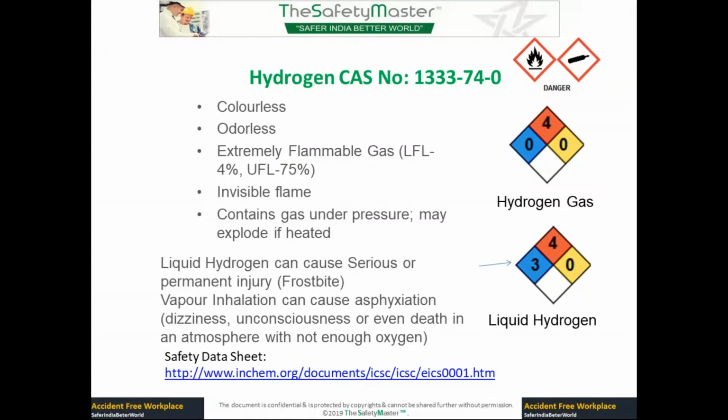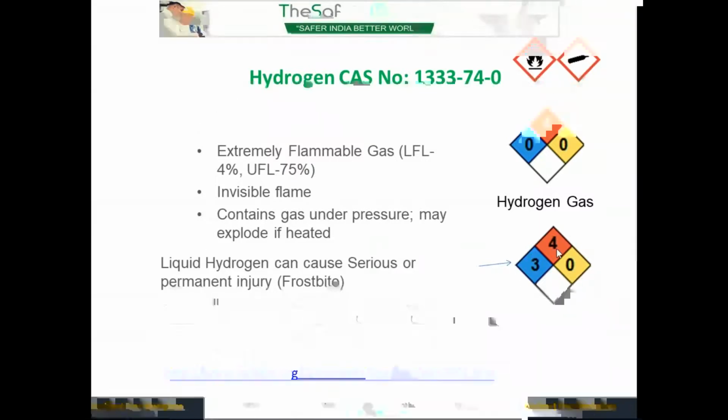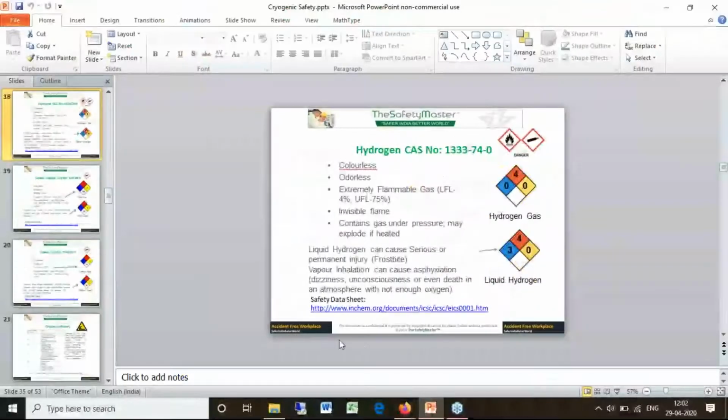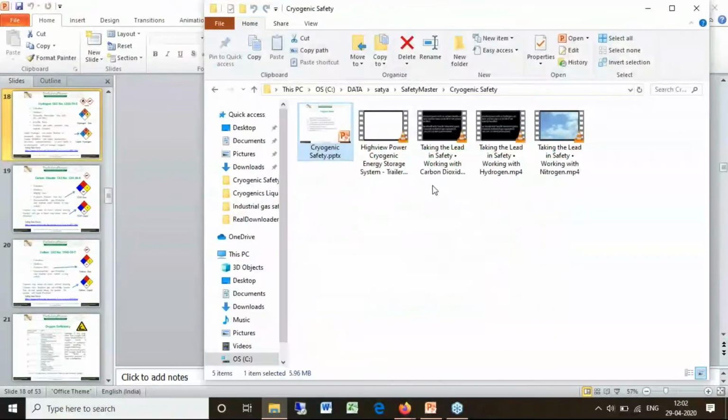And liquid hydrogen causes serious or permanent injury, frostbite. Vapor inhalation causes breathlessness, dizziness, unconsciousness, even death. Okay, so in case of liquid hydrogen, you will see 3 for health as well as flammable, 340. In any liquid hydrogen tanker, you will find this symbol. Okay, now wait, now I'll show you that video so it will be more clear.